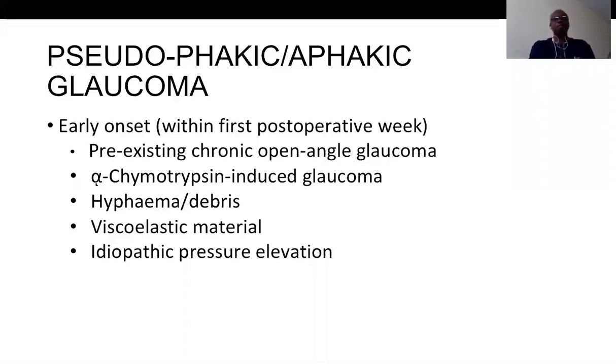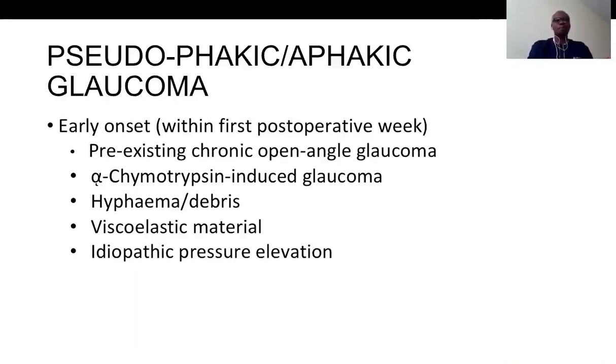Another type is the alpha chymotrypsin-induced glaucoma. This used to be common in the days when ICCE was common, and it was a result of alpha chymotrypsin, which was injected to lyse the zonules. And so it is thought that it's the zonular fragments that occlude the trabecular meshwork.